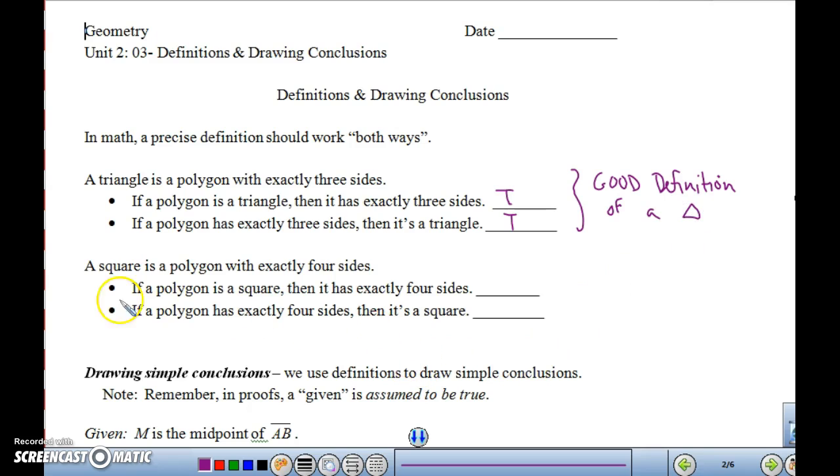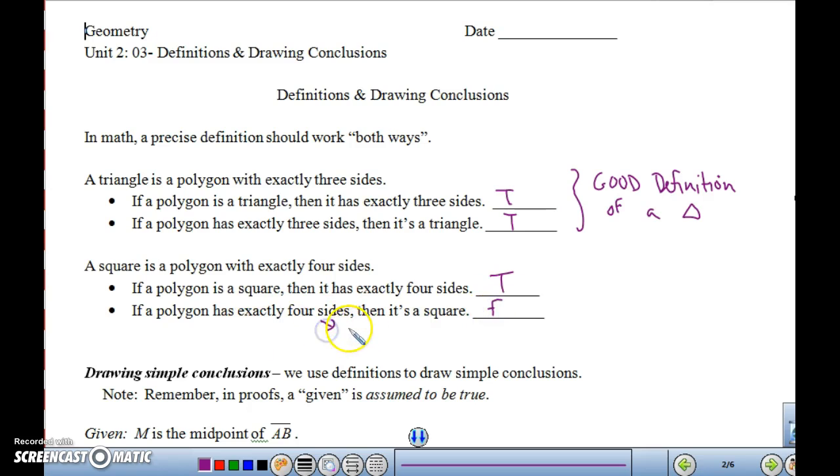Now, let's look at this statement. A square is a polygon with exactly 4 sides. Now, let's see if this works both ways. If a polygon is a square, then it has exactly 4 sides. Is that true or is that false? Well, that's true. A square has 4 sides. Let's see what happens when I switch it around. If a polygon has exactly 4 sides, then it must be a square. Is that always true? No, that's actually false, because what else could it be?